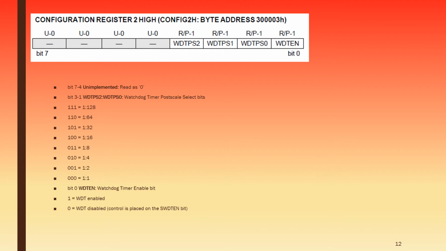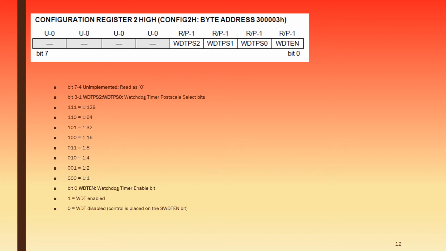Bit 0 is WDTEN, the watchdog timer enable bit. When it is 1, it is enabled, and when it is 0, it is disabled. The control is placed on the SWDTEN bit. So this you have to remember. Now in general, WDT is enabled and disabled by device configuration bits. If it is enabled, software execution may not disable this particular timer. To prevent a timeout condition, the watchdog timer must be reset periodically by software.